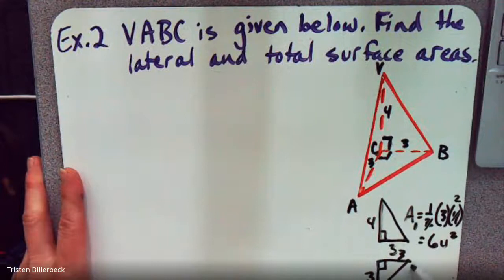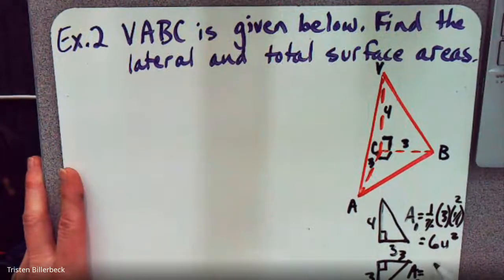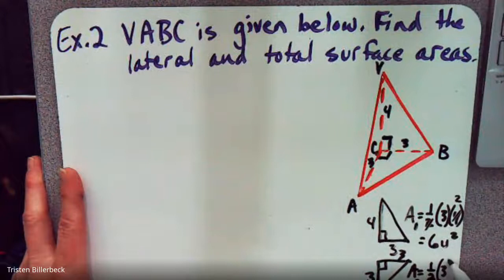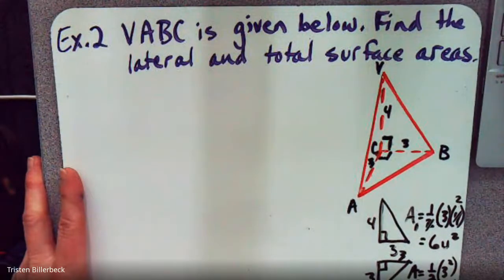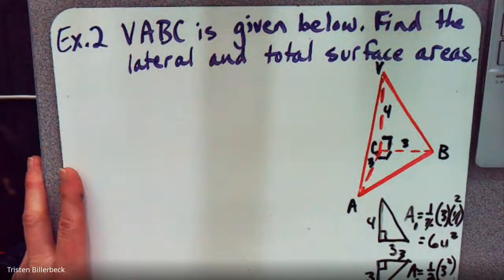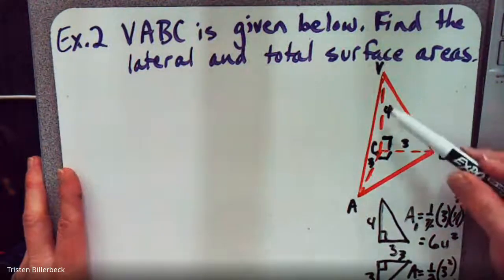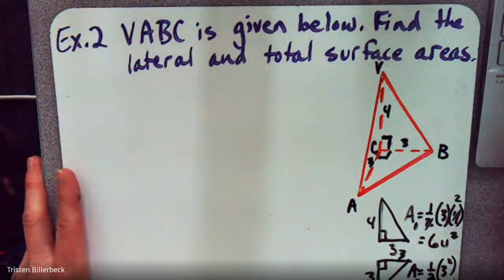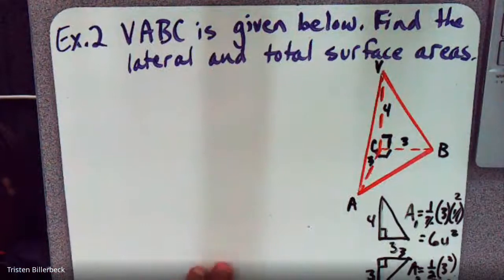So that one is area equals 1/2 times 3 times 3. Okay, so that ends up 9/2 units squared. Okay, so the troublesome one is going to be, well, what is this one here? So we have to figure out what that big triangle is, and that's what's going to take a little math.